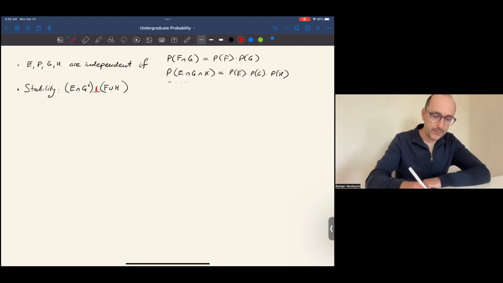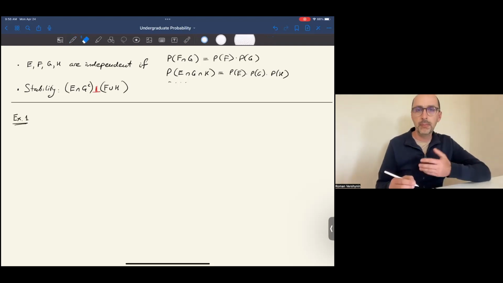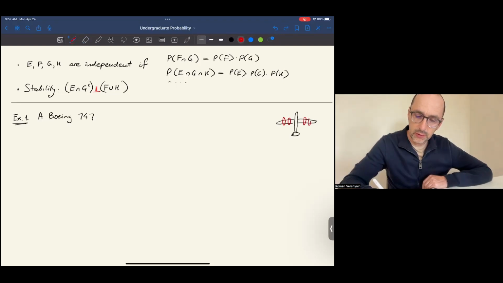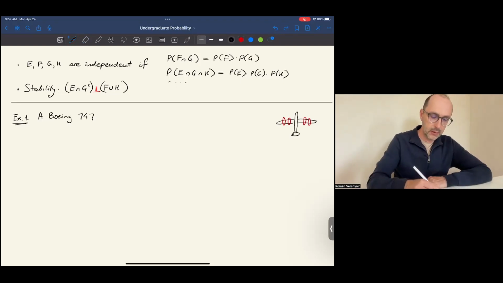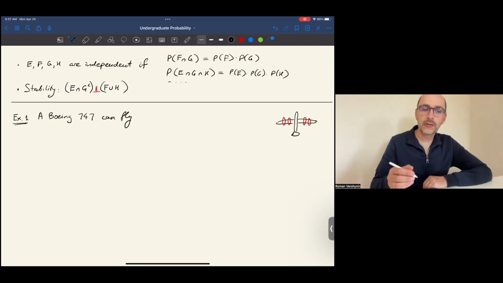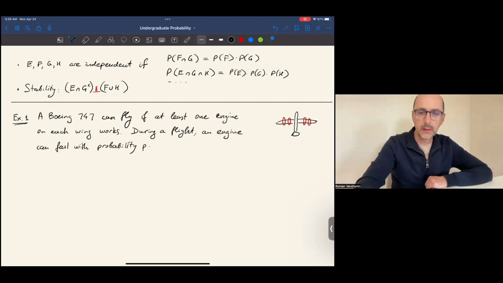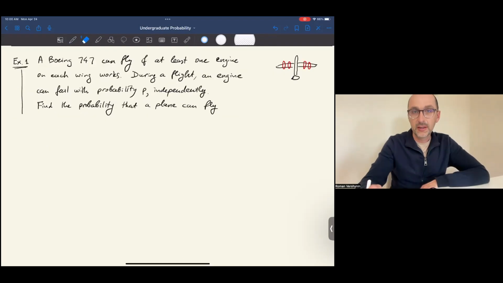And now let's practice. Example 1. A Boeing 747 looks like this. It has two engines on each wing. It can fly if at least one engine on each wing works. During a flight, an engine can fail with a very small probability. Let's call it P. Let's assume that engines fail independently of each other. Let's find the probability that the plane can fly.